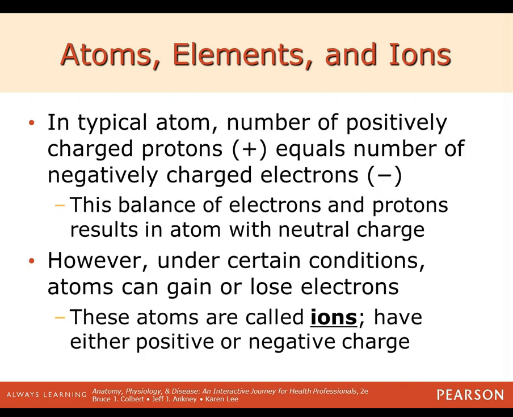In the typical atom, the number of positively charged protons equals the number of negatively charged electrons. This balance of electrons and protons results in the atom having a neutral charge. However, under certain conditions, atoms can gain or lose electrons. When they actually have a charge, they have a positive charge if they lost an electron, or if they gain an electron, they take on a negative charge. Those positively or negatively charged atoms are called ions.